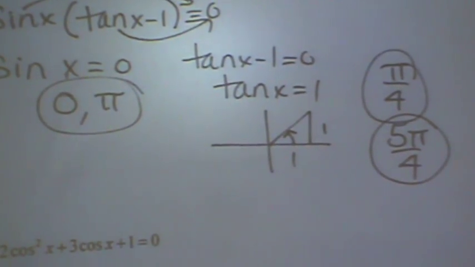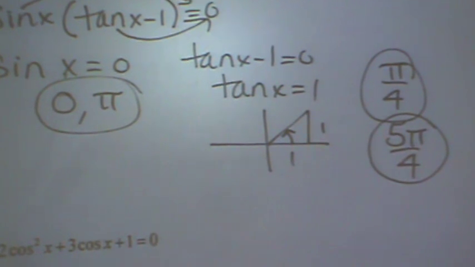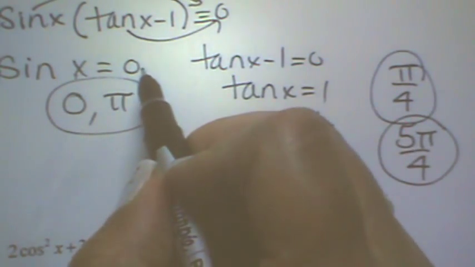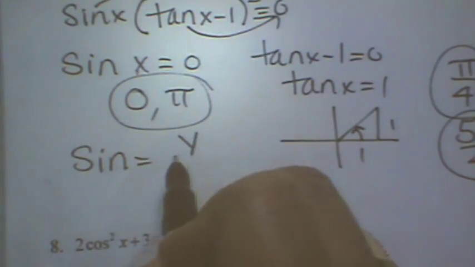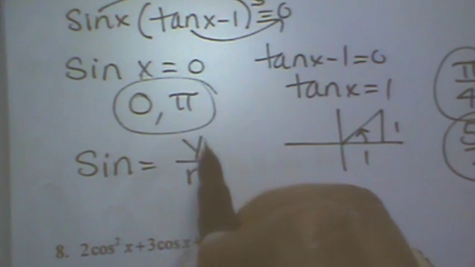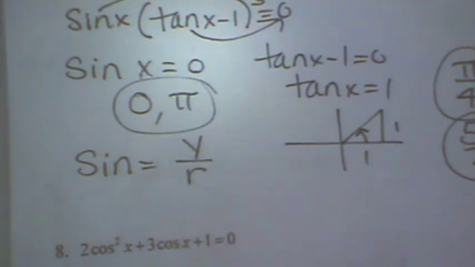So the y is 0. Sine is y over r, and the y value is 0 at 0 and pi.